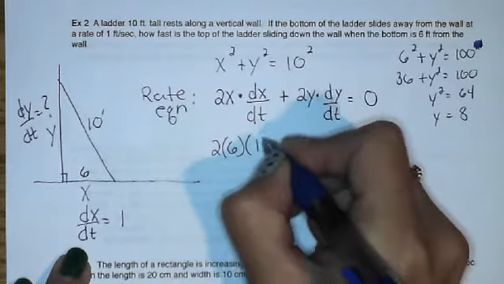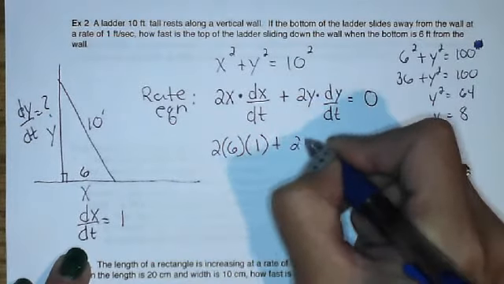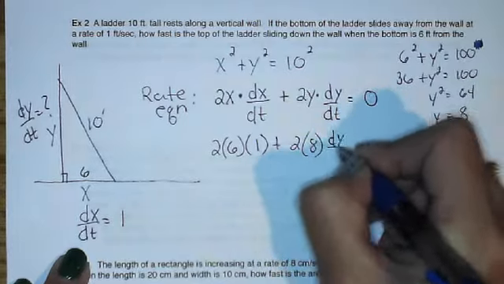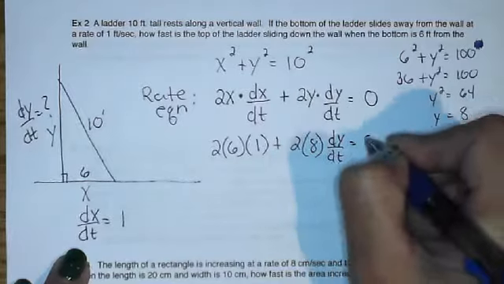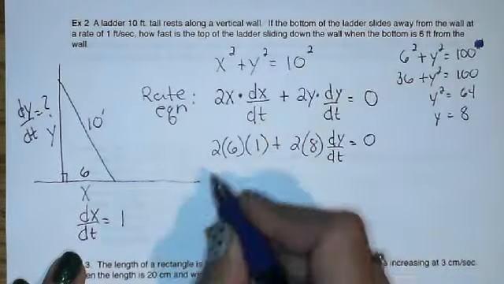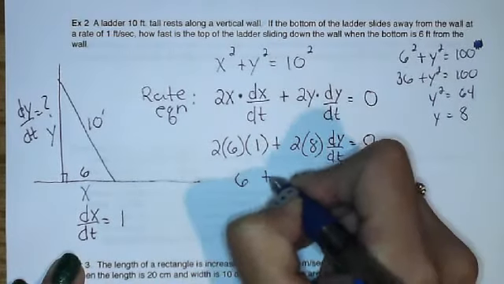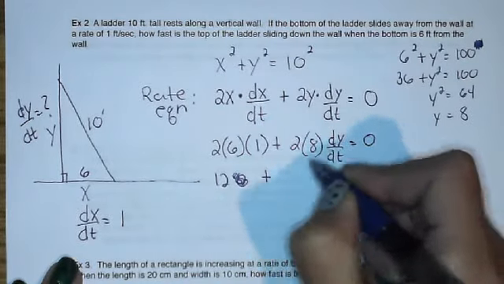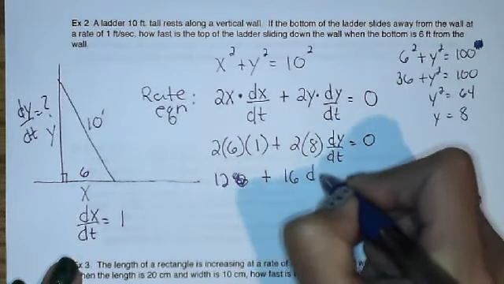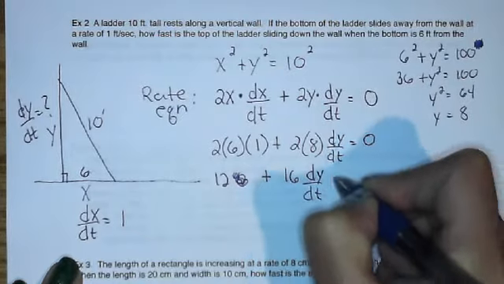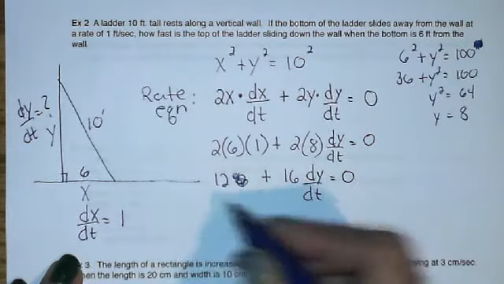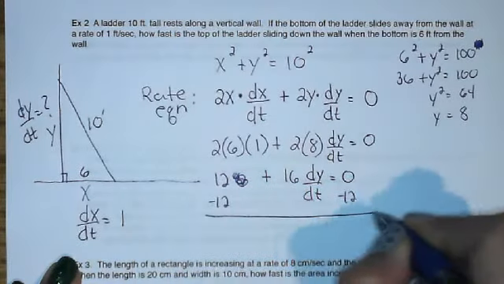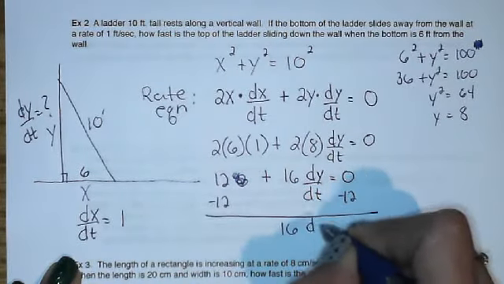So 2 multiplied by the 6 multiplied by the rate that x is changing, which is 1. Plus 2 times the y times the rate that it is changing. So 12 plus 16 dy/dt equals 0. Doing the algebra, I'm going to subtract 12.